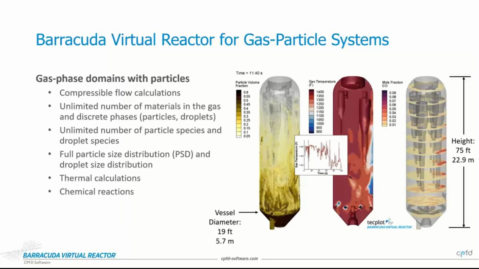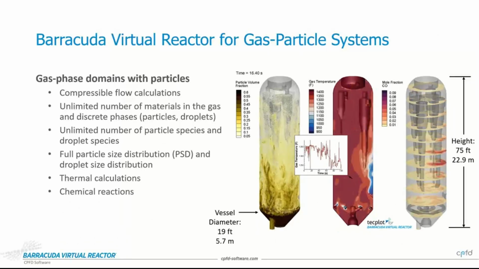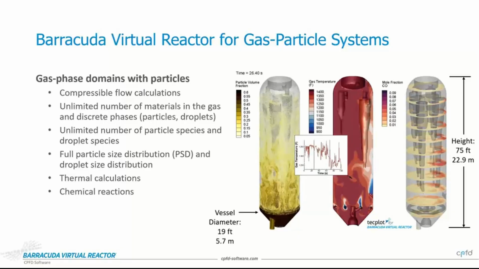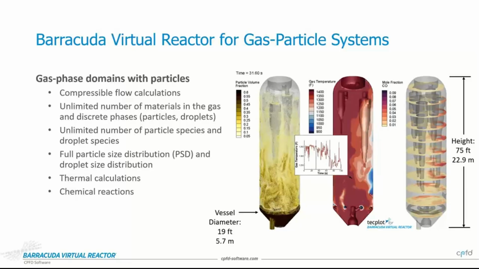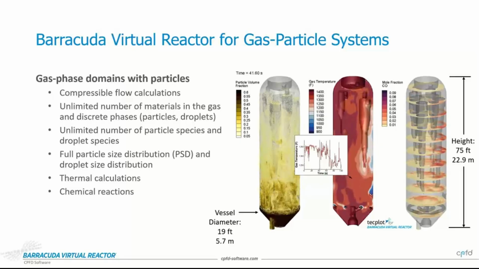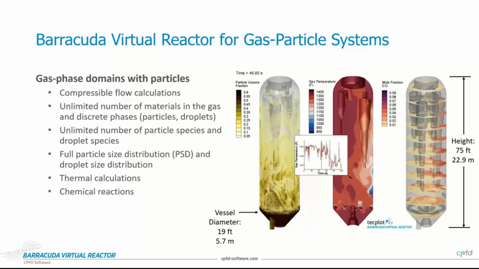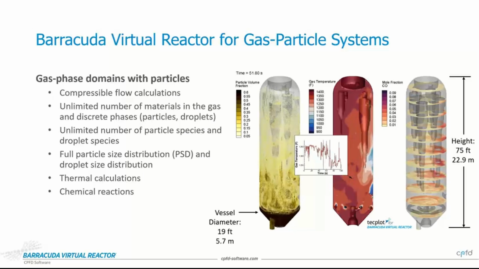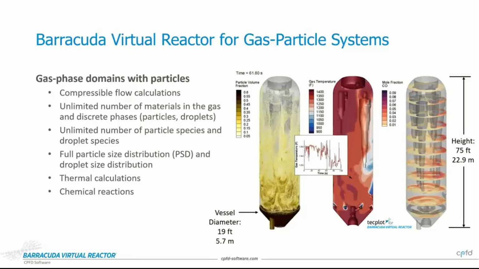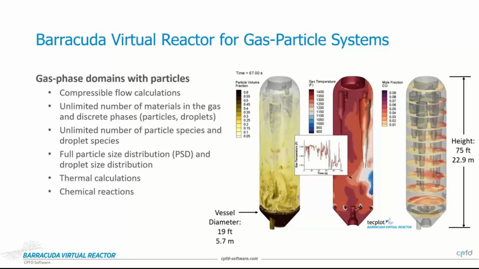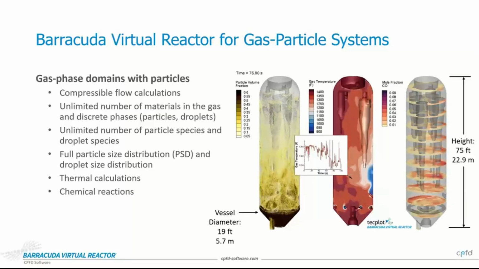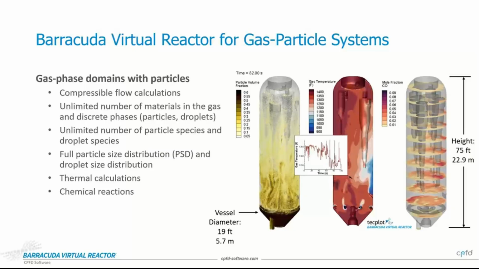There are two main domains for simulations for Barracuda Virtual Reactor. The first being the gas fluid domain. In these simulations, there's no limit to the number of materials that can be defined. So that's an unlimited number of particle species. Each particle species has its own material composition, its own particle size distribution, and its own ability to interact with the fluid and other particles in terms of chemistry.